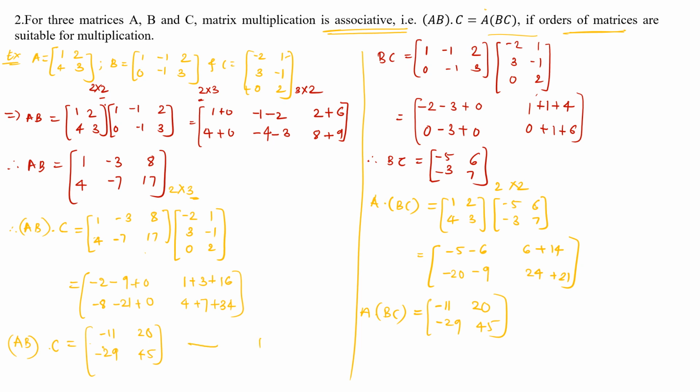So if you observe this 1 and 2, from 1 and 2 we observe that ab into c is equal to a into bc. So the associativity works for 3 matrices provided they are suitable for multiplication. Means what, the orders are suitable for multiplication. Okay, let's move on with the next property.